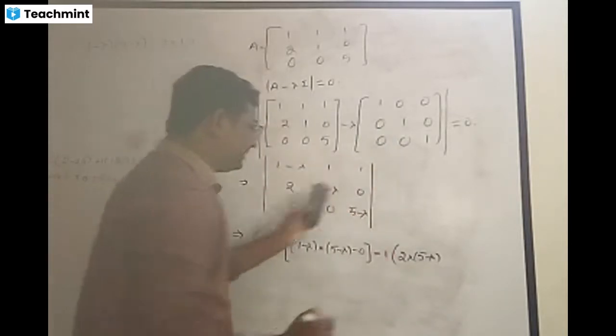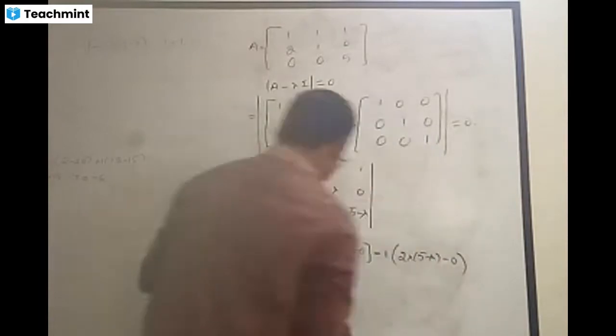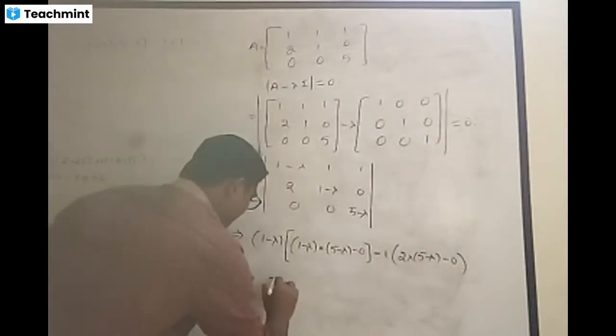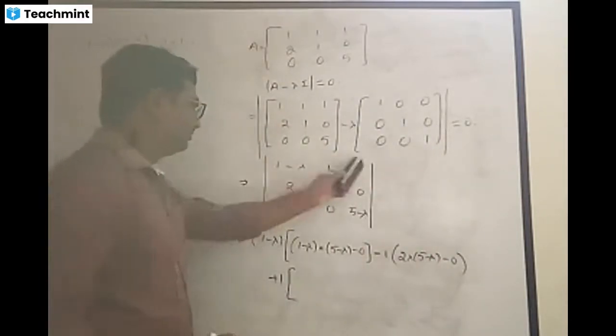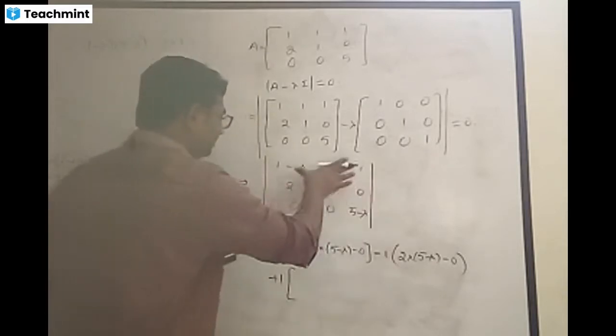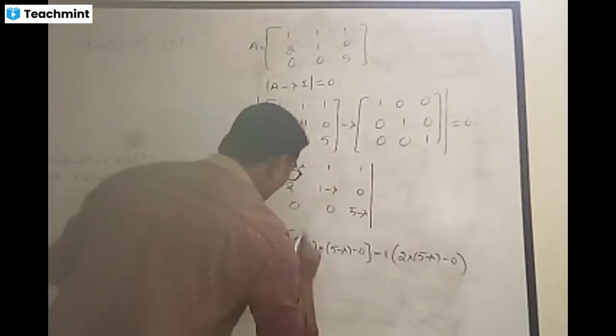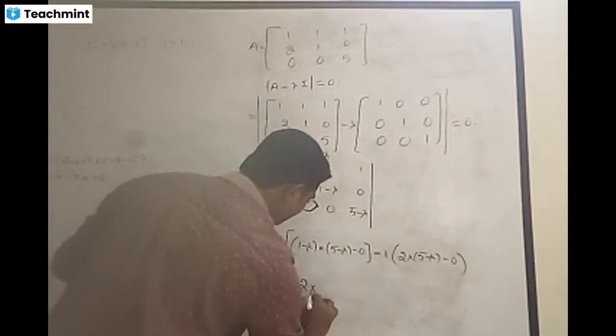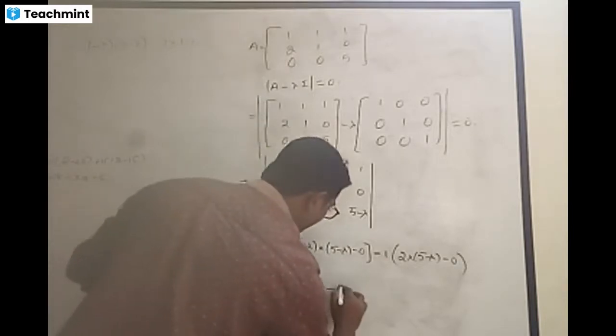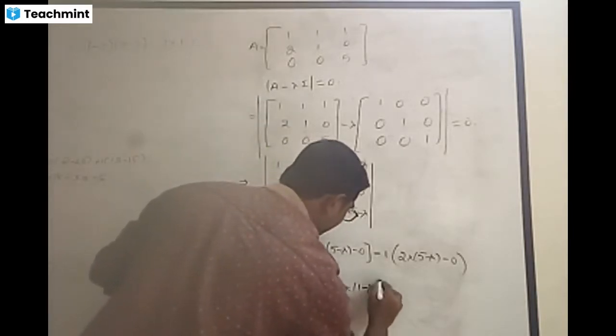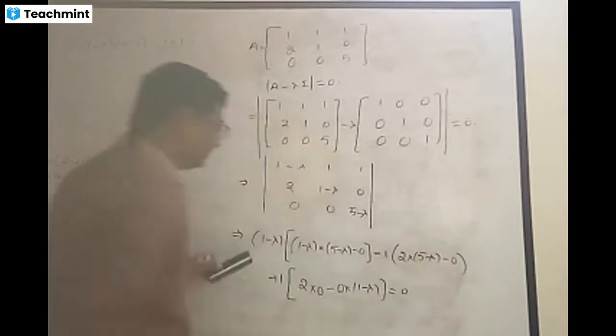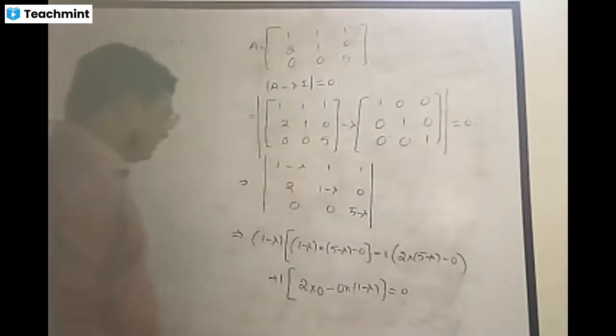2 into (5 minus lambda) minus 0. Next, for this one, plus 1 into... I am closing this row and this column and writing this: 2 into 0 minus 0 into (1 minus lambda) equals 0. This is the complete equation.